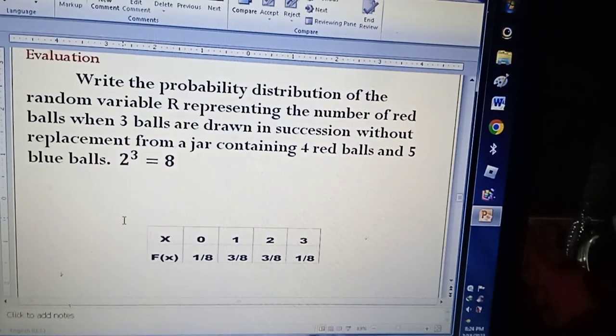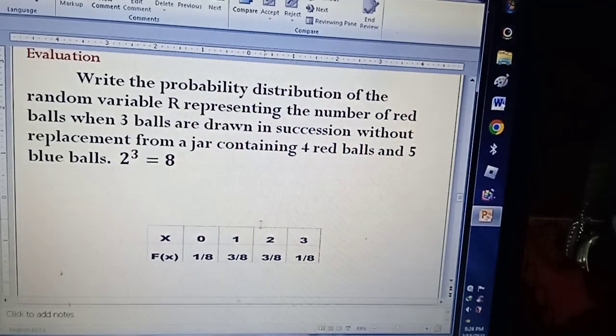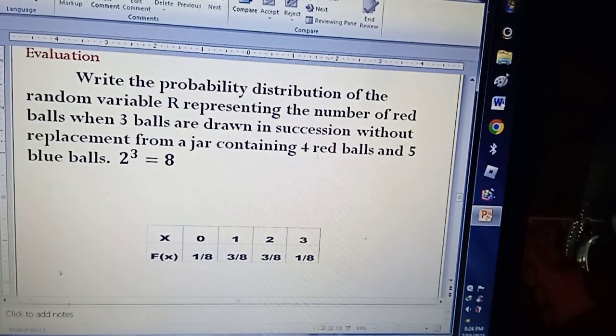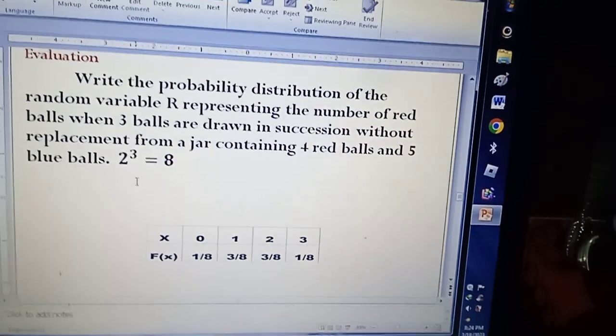Now, for evaluation, write the probability distribution of the random variable R, representing the number of red balls when 3 balls are drawn in succession without replacement from a jar containing 4 red balls and 5 blue balls. Okay. So, again, there are 2 kinds of balls, red balls and blue balls. So, that is our base 2.